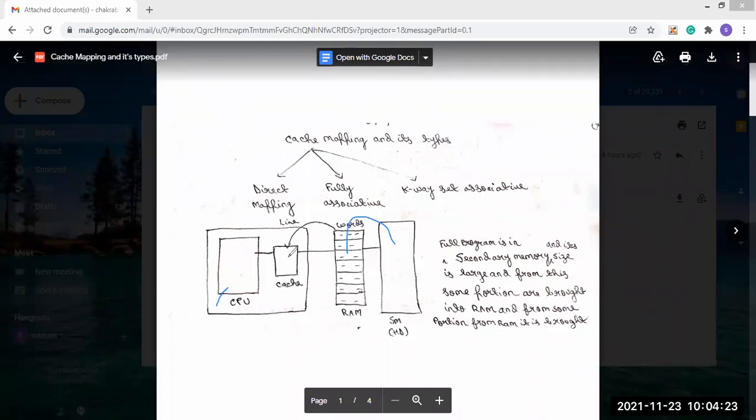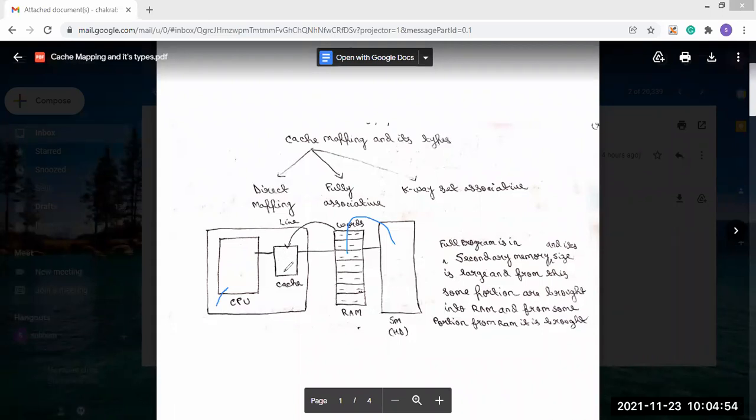Then the question arises: can we transfer the program directly from the secondary memory to the CPU, or can the CPU access the whole secondary memory? Then why are we using this level of memory, where some portion is brought to the RAM, then some portion to the cache, and then the CPU accesses and executes it?